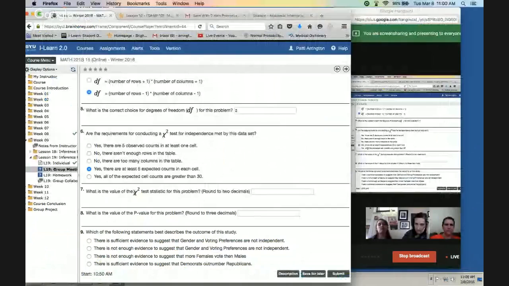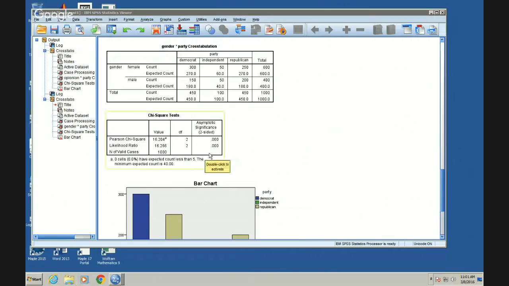Okay, who's up next? I am. So the test statistic, it said it was 16.204. We're going to round to 2 decimals, it says. Oh, really? I didn't see. Wow. Good catch, Carolyn. So that would be 16.20? Yeah, 16.20. I'm just used to rounding everything to 3, so I didn't even think about it.